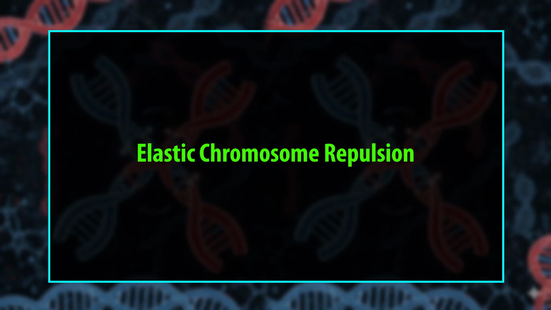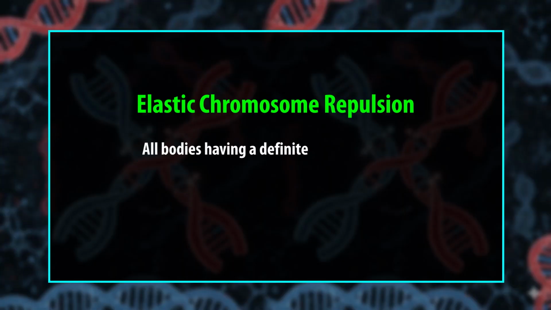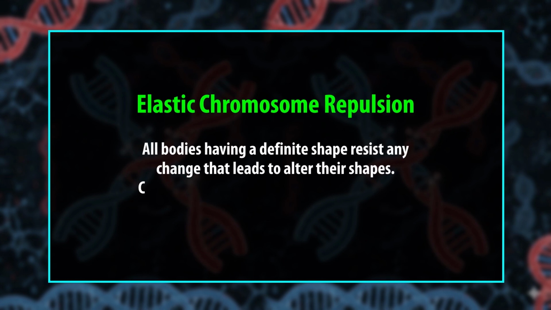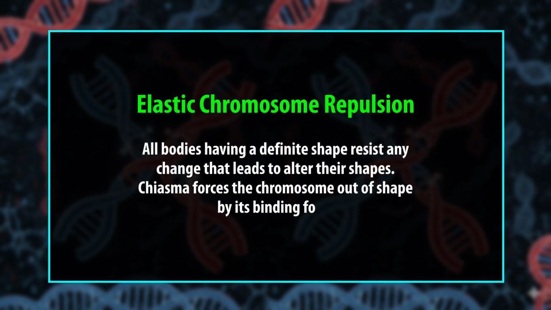Moving on to elastic chromosome repulsion. According to this theory, all bodies having a definite shape resist any change that leads to alter their shapes. Chiasma forces the chromosome out of shape by its binding force. This leads to the development of repulsion at the point of exchange, resulting in terminalization of chiasma.